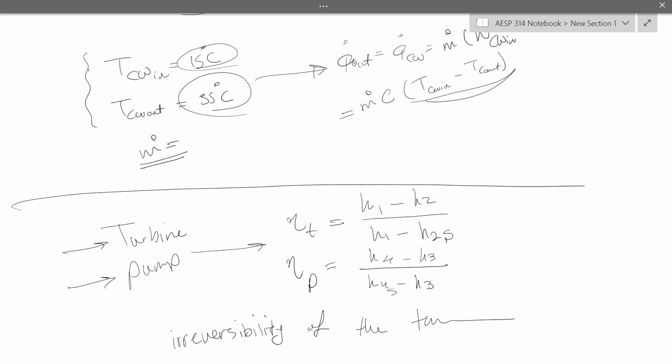Okay, that is not true. This equation is not true. The equation for the pump's efficiency is actually H4S minus H3 divided by H4 minus H3. But why is that the case? Why have we reversed this?